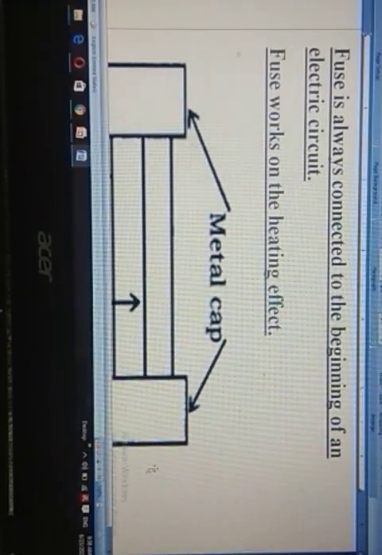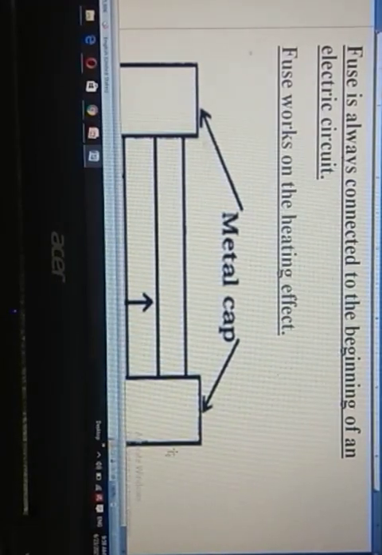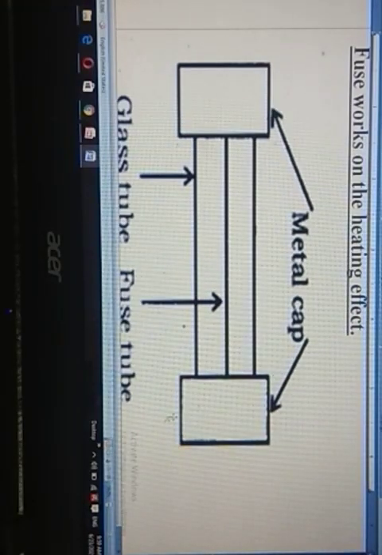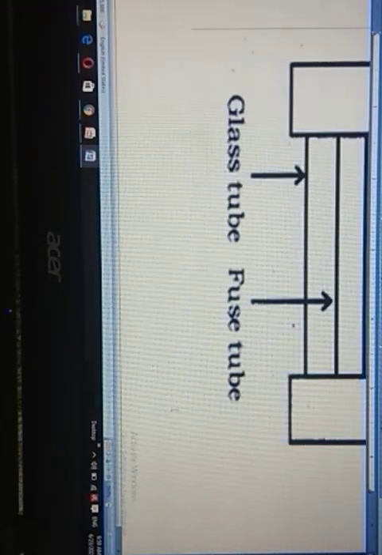The fuse is always connected at the beginning of an electric circuit, and it works on the heating effect of electric current. You can see the structure of a fuse wire: there is a fuse wire, a glass tube, and a metal cap on both sides. This is a fuse for electrical appliances. Nowadays miniature circuit breakers, MCBs, are also used as protective devices. When a large current flows in the circuit, the miniature circuit breaker trips a lever which cuts off the electric supply. An electric fuse should be replaced only after resetting the fault.